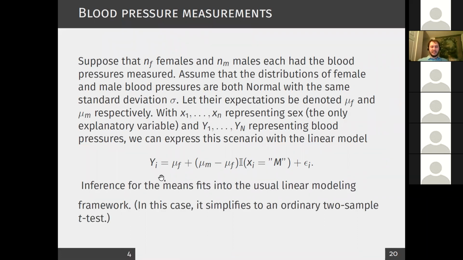But we're going to have a little bit of a difference in this case. If you want to write it as an ordinary linear model, you might say let mu F be the intercept and let the difference between mu M and mu F be the coefficient of the indicator variable for males. And then you've got a normal error.